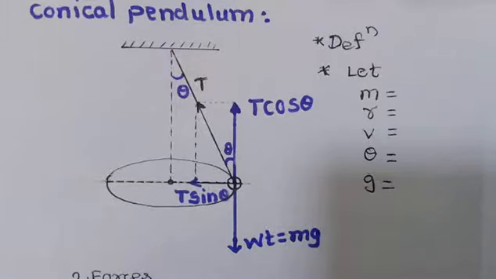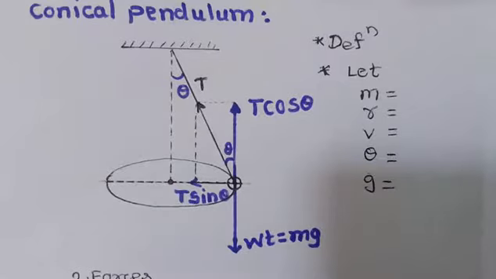I repeat the definition again. A point heavier mass suspended by inextensible and weightless string from a fixed rigid support, and it is rotated in a horizontal circle with constant speed, then the pendulum is called as conical pendulum.